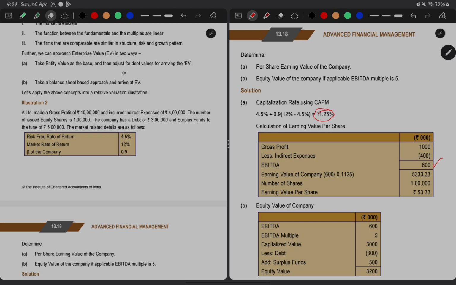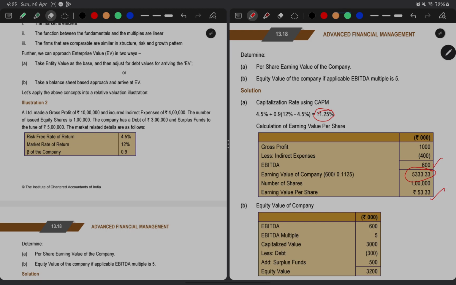Now if we divide, 600 divided by 11.25% will give us the earnings value of the company, nothing but 5,33,333 or 53 lakh 33,330. Now the number of shares in our case is around 1 lakh. So that 53 lakh divided by 1 lakh will give us the earnings per share, which is nothing but 53.33.